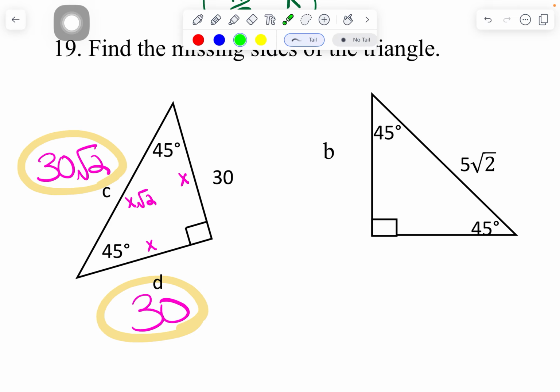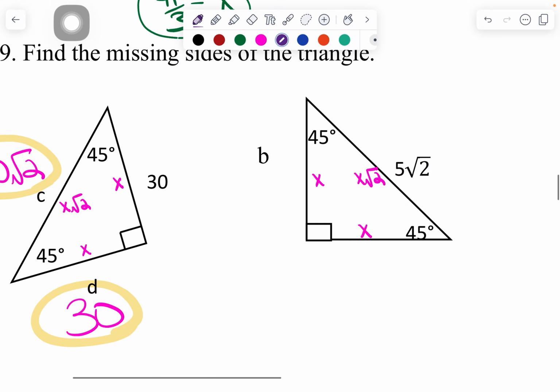So for this one, I'm looking again at 45, 45. So this leg and this leg, those are my legs. So that's going to be my x and my x. So x, hypotenuse is x root 2. Now, some of you might look at this and say, oh, I know what x is based on this. That's awesome if you can. If you're looking at it going, I'm not sure, that's okay too.